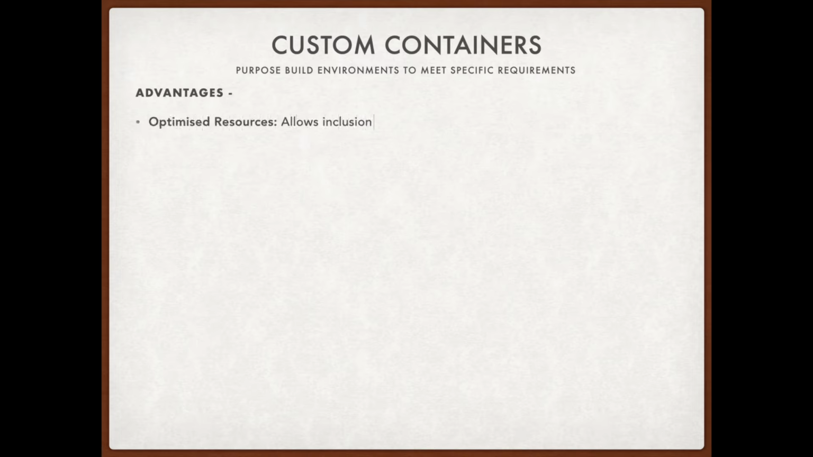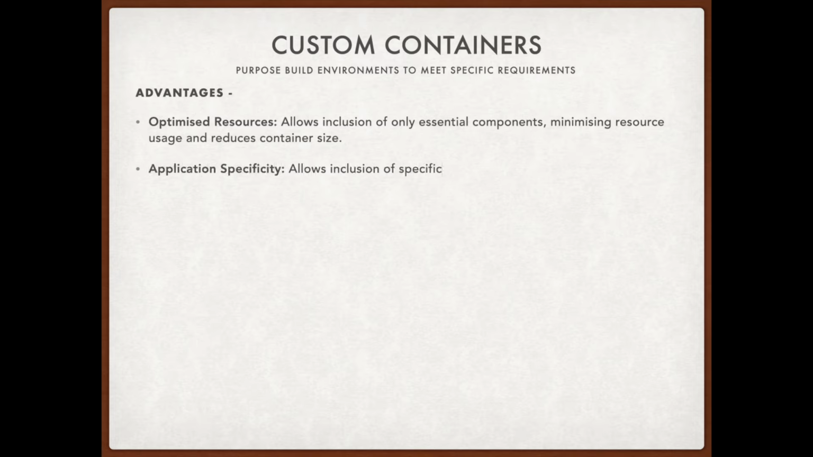Optimized resources. Custom containers allow you to streamline the inclusion of only essential components, minimizing resource usage. This optimization ensures efficient utilization of system resources and reduces container size. Application specificity. Tailoring container images enables precise configuration for your applications. You can include specific dependencies, libraries, and configurations, ensuring seamless compatibility and optimal performance.